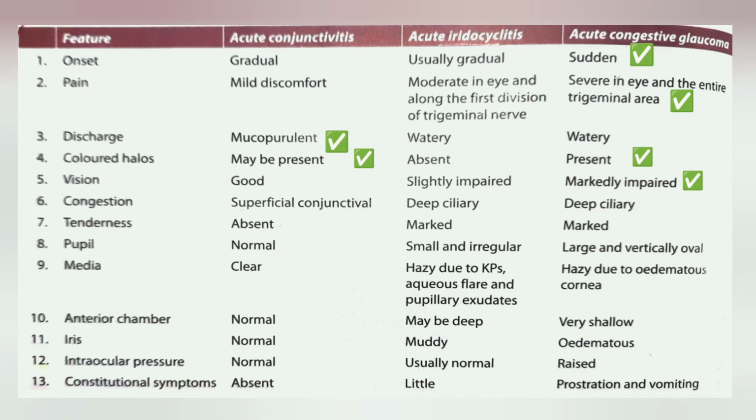in congestive glaucoma, it occurs suddenly, and there is very severe pain, and the entire fifth nerve is involved, and there is presence of colored halos, watery discharge, marked impairment of vision, and large and vertically oval pupil, hazy media due to edematous cornea, and raised intraocular pressure.